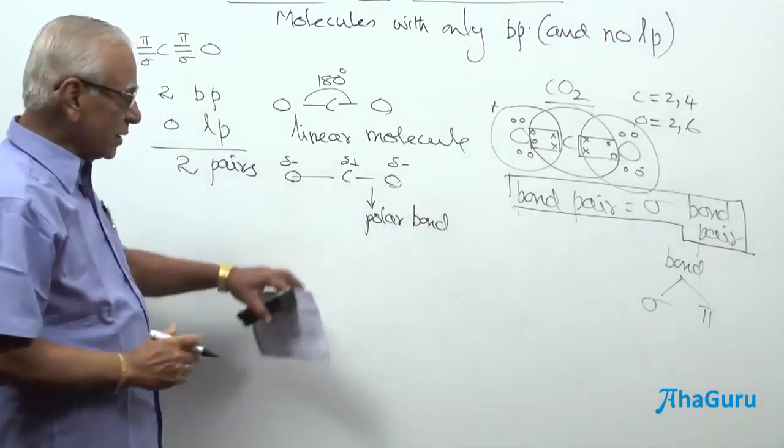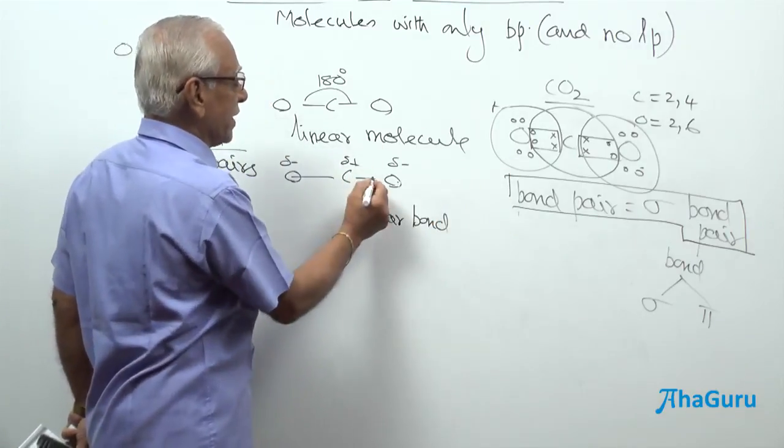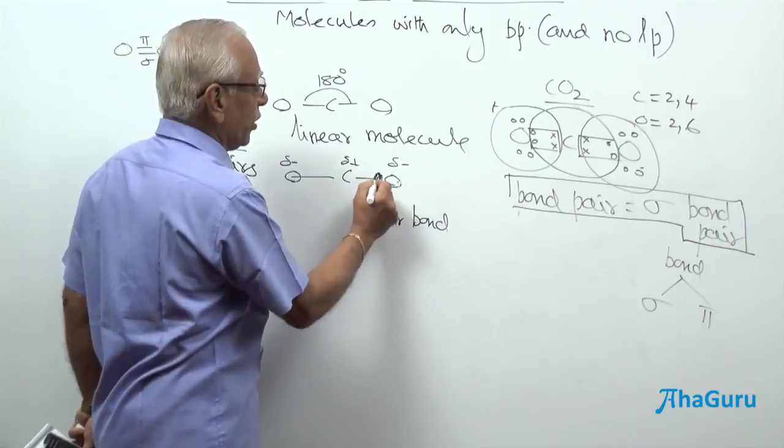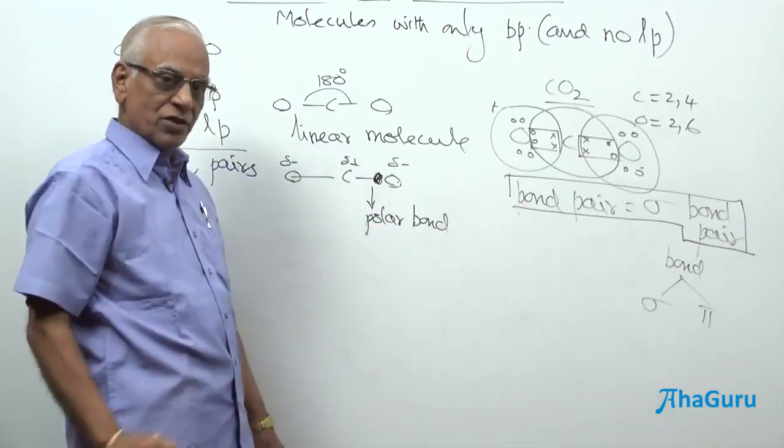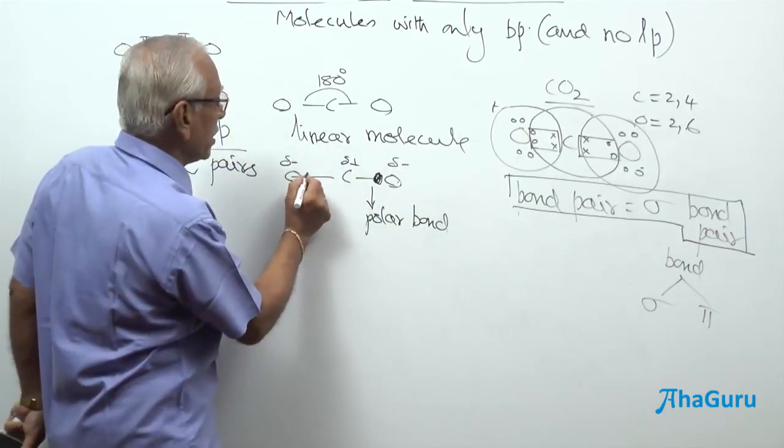What is a polar bond? It's an unequal distribution of electronic load. You don't have the electrons exactly in the center here. Most of the electrons are going to be towards the oxygen atom, because oxygen is more electronegative. So, this is going to withdraw the electron, this is going to withdraw the electron.